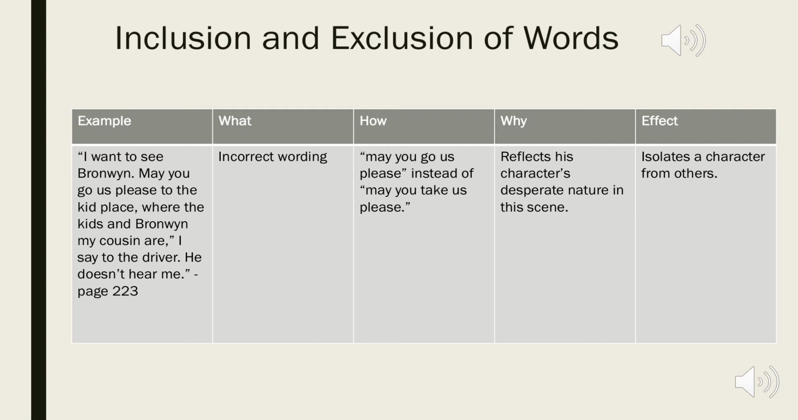The final grammatical technique that was played on was the incorrect use of proper nouns. So proper nouns are usually defined as the capitalization of a name of a person, place, or an object. However, Donoghue has intentionally provided the proper noun with a separate purpose.